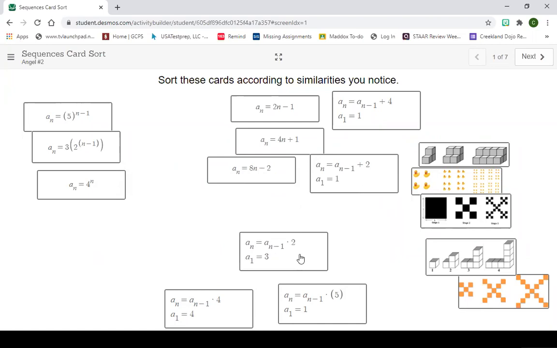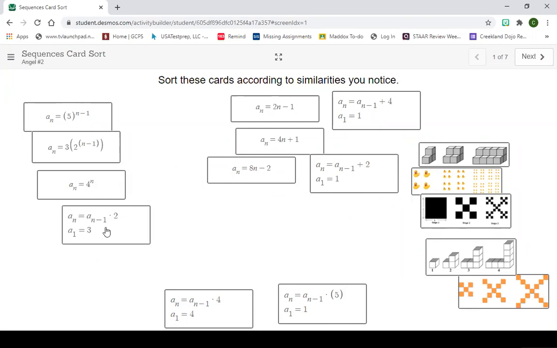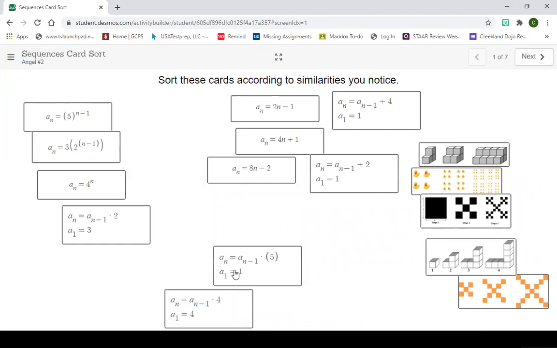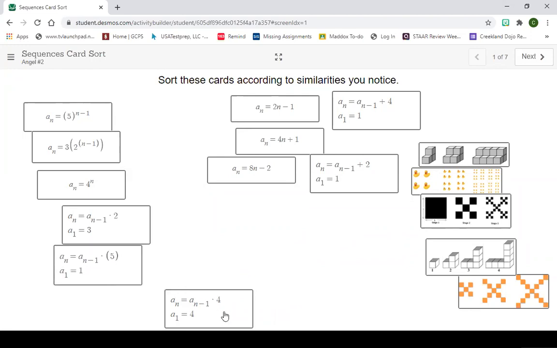What about this one? So everybody look up here. This is going to be exponential. Why? It's multiplying and there's a subscript, right? What about this one? Also exponential because you have a subscript and then it's multiplying. Exponential because you have a subscript and it's multiplying.